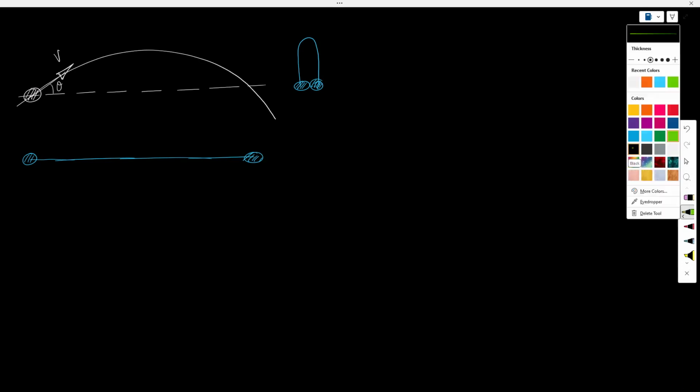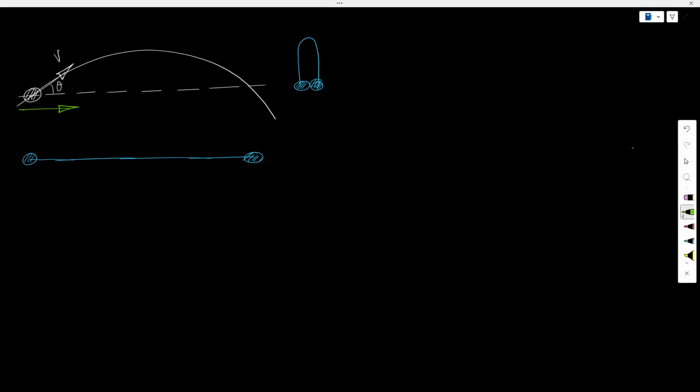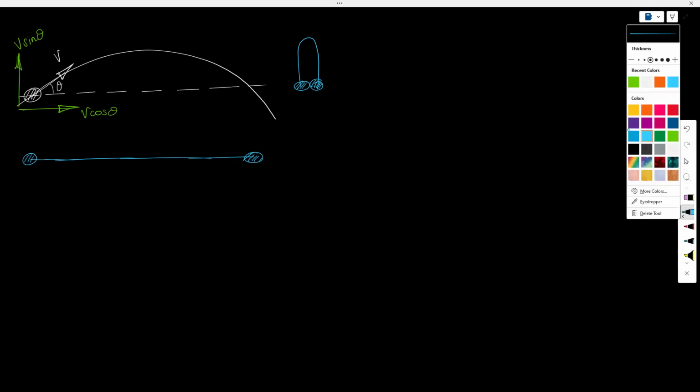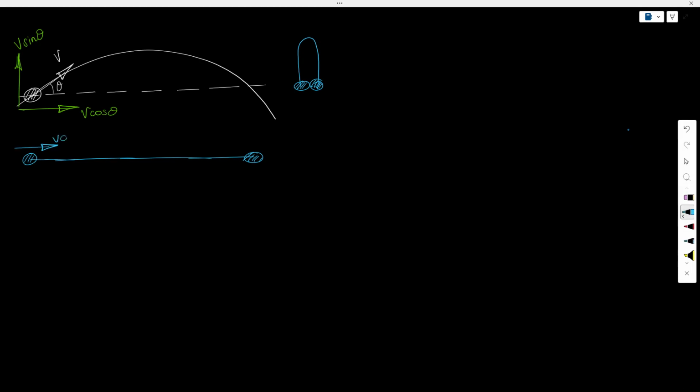We know that the velocity in the horizontal direction, the component, is v cos theta, and the vertical one would be v sine theta, right? That is going to be reflected in the projections as well, because this is going to move with a velocity of v cos theta, and this is going to have a velocity of v sine theta initially.